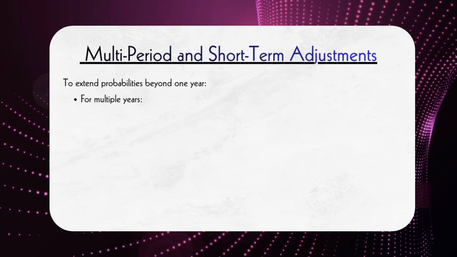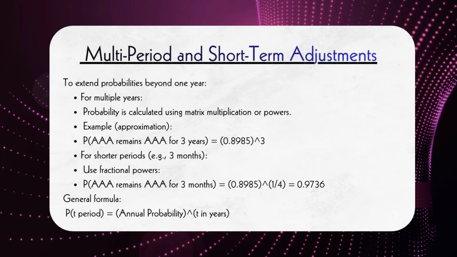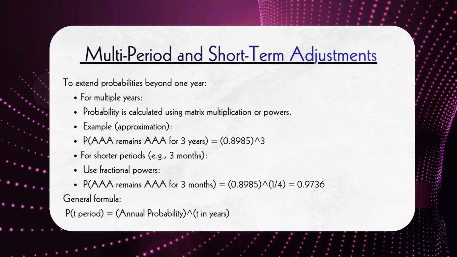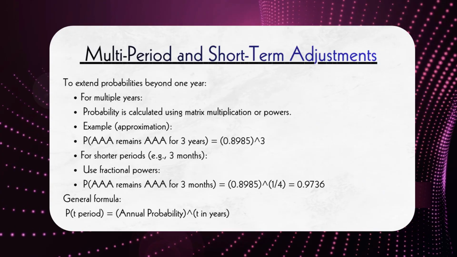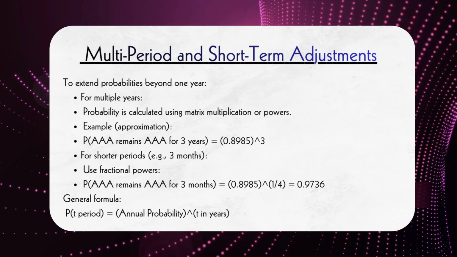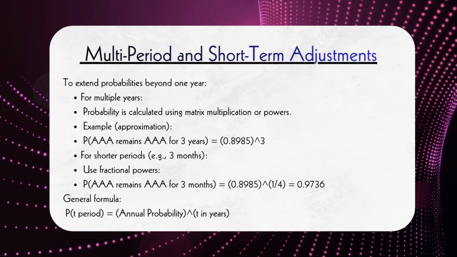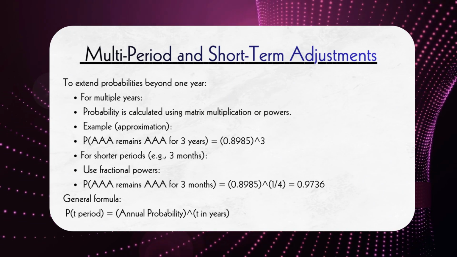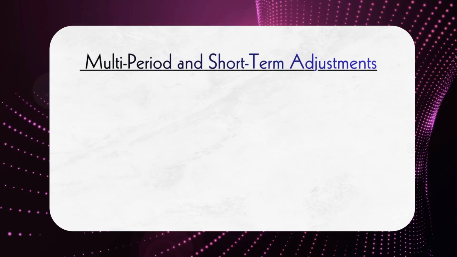Now, let's understand how we adjust these probabilities for different time horizons. If we want to extend the analysis beyond 1 year, we raise the transition probability to the power of the number of years. For example, the probability that an AAA-rated firm remains AAA for 3 years can be approximated as 0.8985 raised to the power of 3.